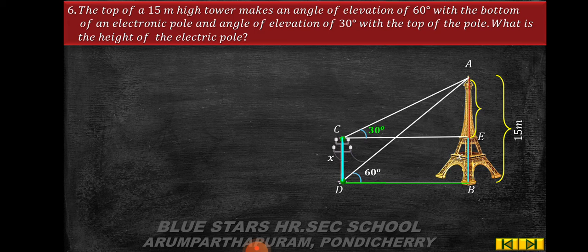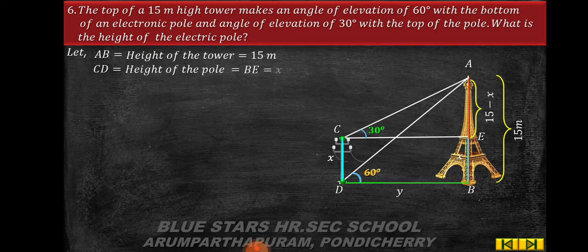And mark the point. The center of the tower is E and AE is 15 minus x. The distance between the electric pole and the tower we don't know, so let it be y. Let AB be the height of the tower, that is 15 meter, and CD is the height of the pole, that is x meter. AE is equal to 15 minus x and BD is equal to EC is equal to y.